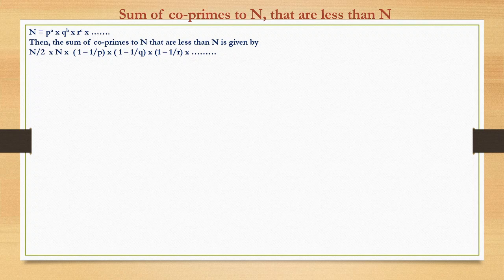Now we have found out the number of co-primes which will be less than a number, but what would be the sum of those co-primes? So there's a relation for that also. If we just check for all those examples which we took earlier, 12 we started with, so 12 we can write as 2 square into 3.